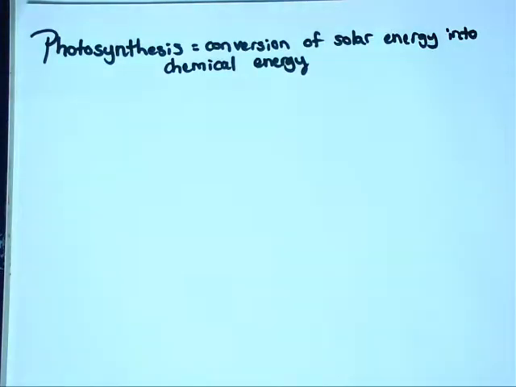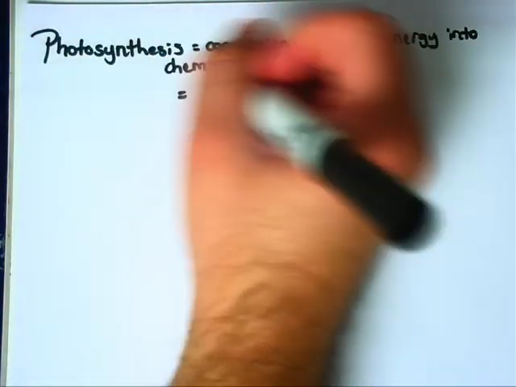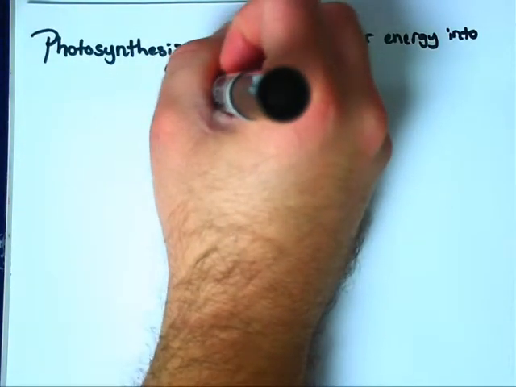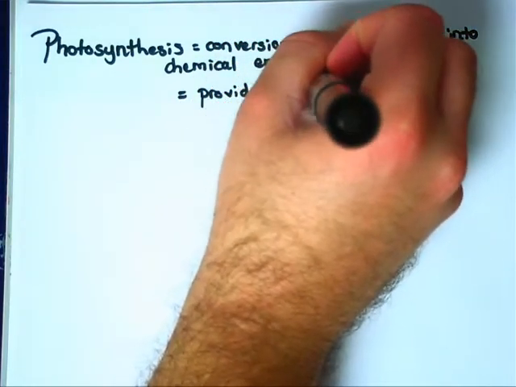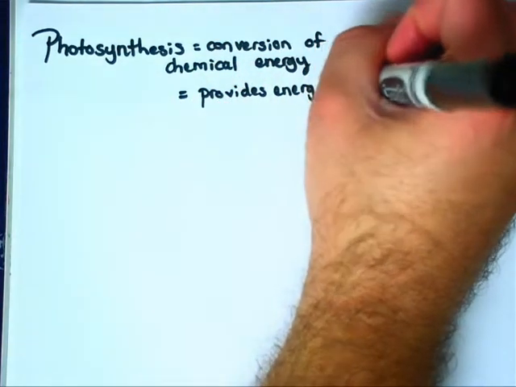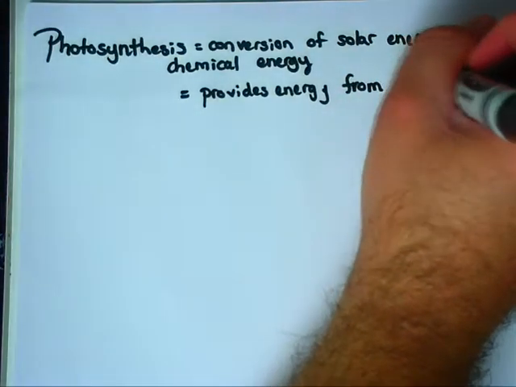So the conversion of solar energy into chemical energy. And if you think about it, it's basically the process that nourishes or provides energy from outside Earth to Earth.